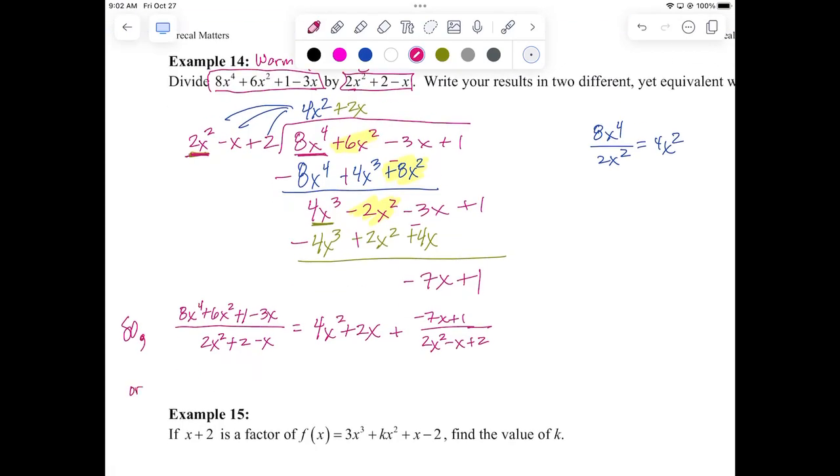Or here's the other version of it. If I simply take this entire equation and multiply both sides by the divisor, the denominator, I get the other version of it, which is going to be 8x to the fourth plus 6x squared plus 1 minus 3x. It divides out on the left side. When I distribute it, I get the factor 4x squared plus 2x times the divisor 2x squared plus 2 minus x. So it's that times that, and then it divides out in that last term, and I just get plus the remainder, which I can just say is minus 7x plus 1.